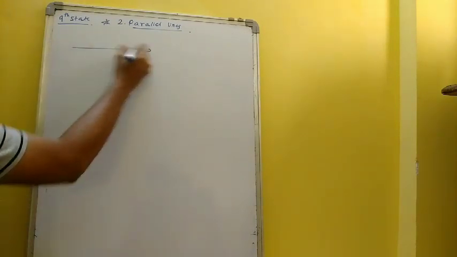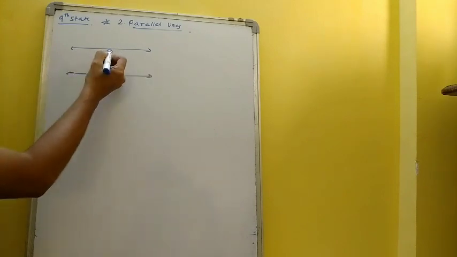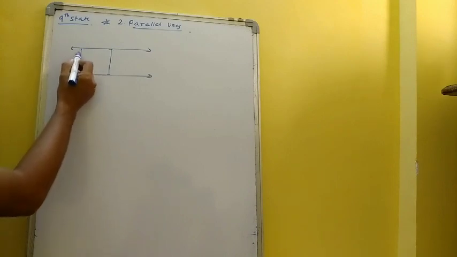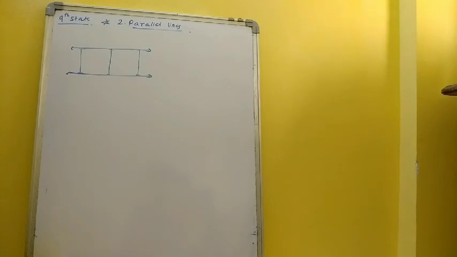This is a line and this is another line. The distance between the lines is always constant. They do not meet each other at any time. Such lines are called parallel lines.